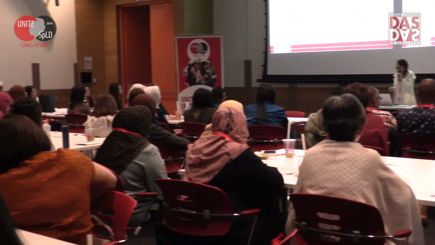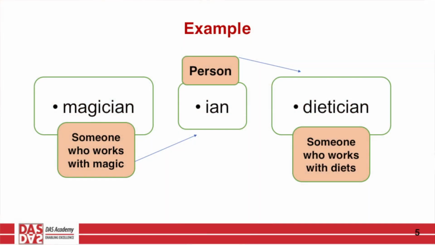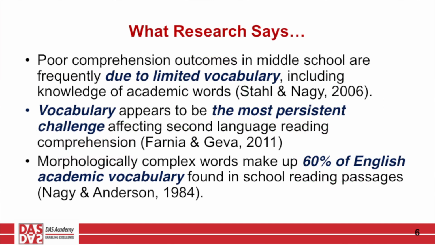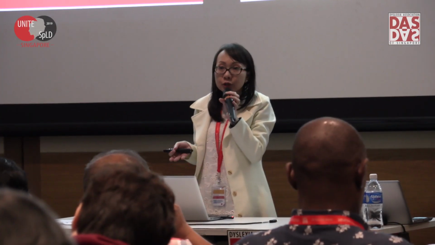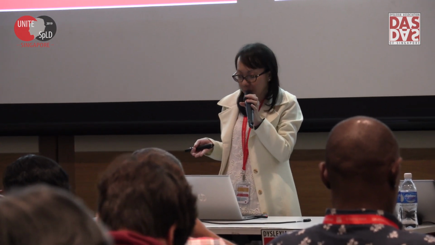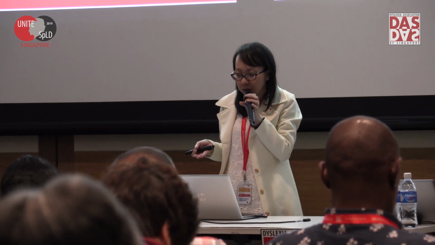So this is an example whereby a student can apply his knowledge of this suffix to another word which contains that suffix. Now, why is morphological awareness so important? Why are we interested in morphological awareness? It's because a lot of research has indicated that language and literacy development is strongly impacted by morphological awareness.